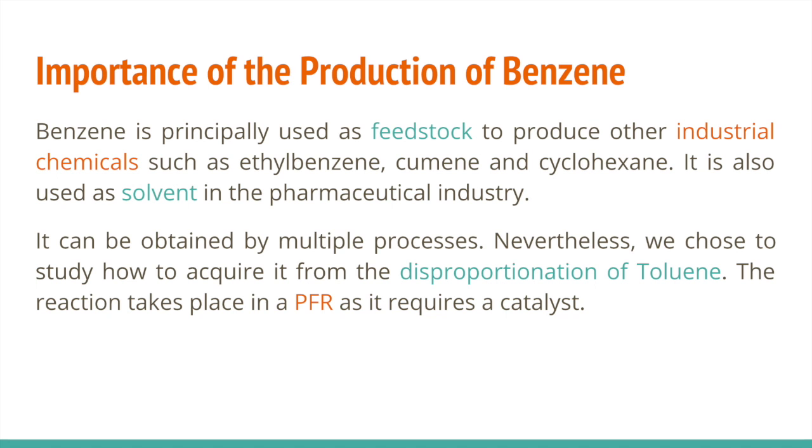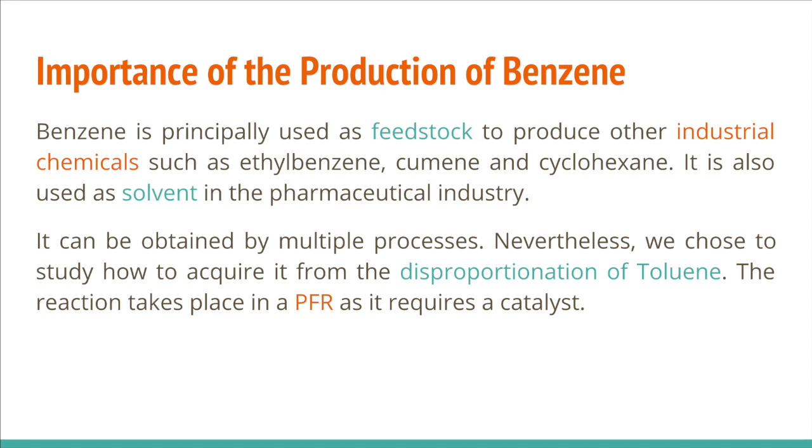Benzene is an aromatic that is used as a raw material to produce other industrial chemicals such as ethylbenzene, cumene, and cyclohexane. It is also used as a solvent in the pharmaceutical industry, and alongside toluene and xylenes, it is used in multiple petrochemical processes as an intermediate in the synthesis of aromatic derivatives.